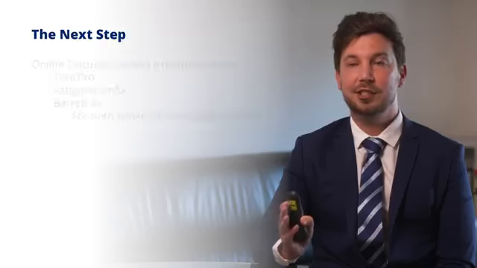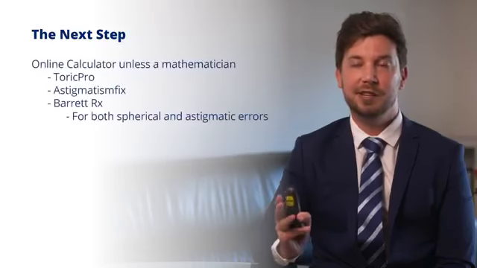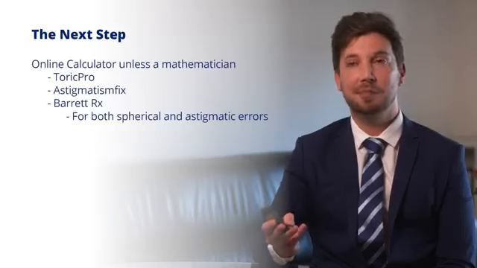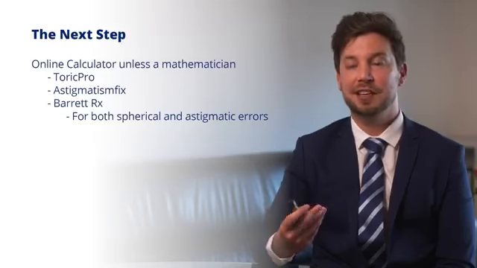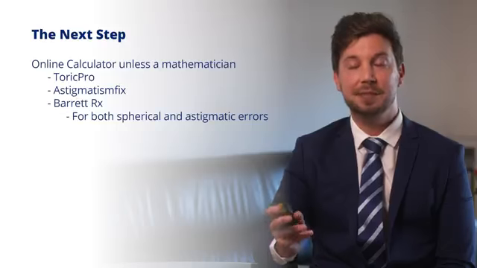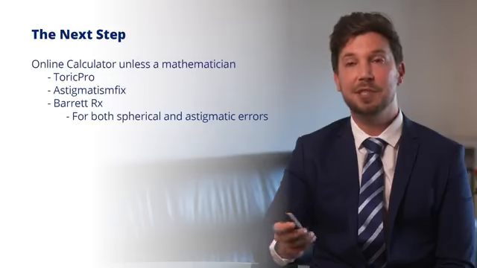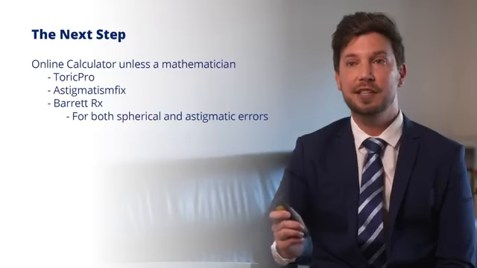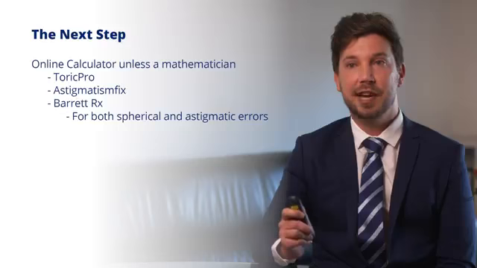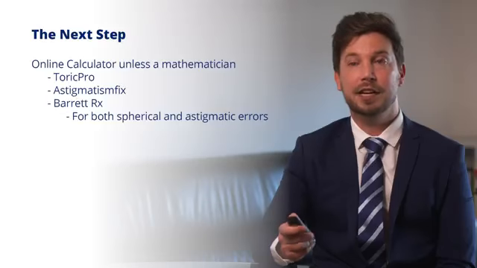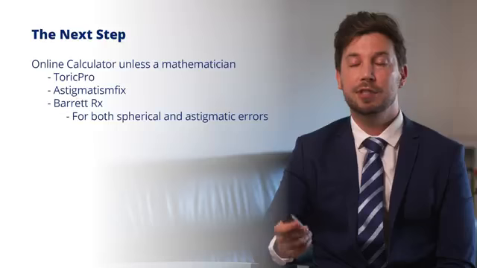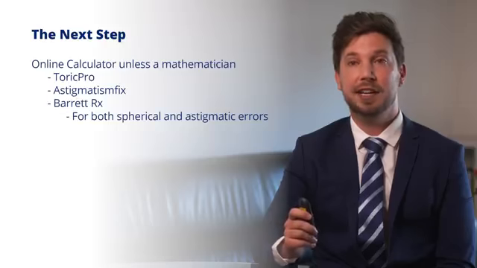So what's the next step? Realistically, after you've gathered that information, unless you're some kind of mathematician, you're going to need some help. And the three options I've put up there are Toric Pro, which I have something to do with, and that's my preference, Astigmatism Fix, which is a well-known website, and the Barrett RX formula. That's part of the Barrett Universal Suite, and that gives you both a spherical and an astigmatic correction fix, whereas the first two will just give you an astigmatic error.